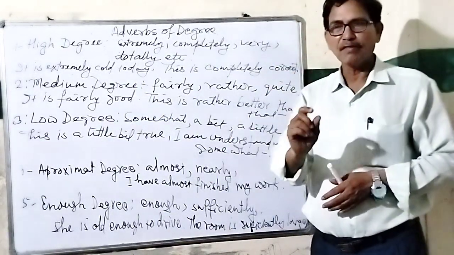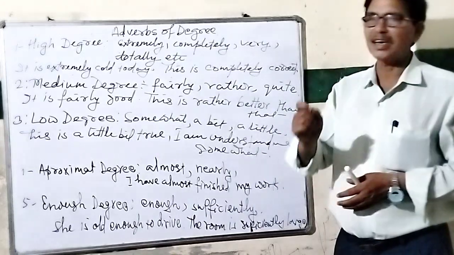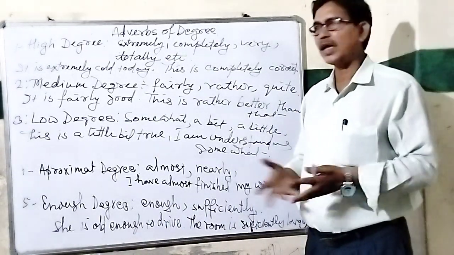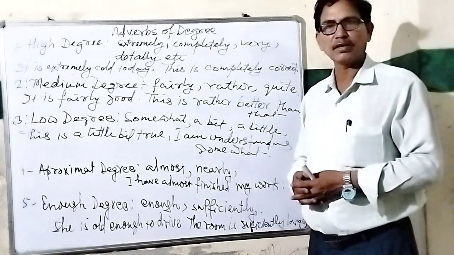Number 3, low degree. Low degree means very little: somewhat, a bit, a little. So this is a little bit true. Or I can say I understand somewhat, or I am understanding somewhat.